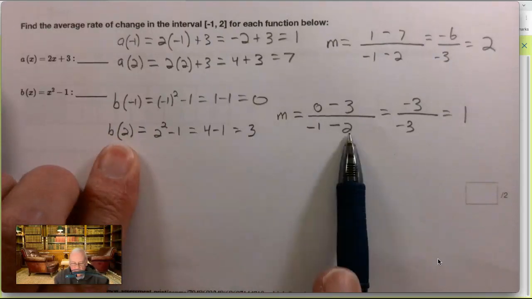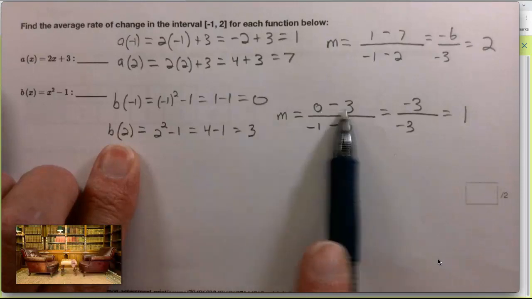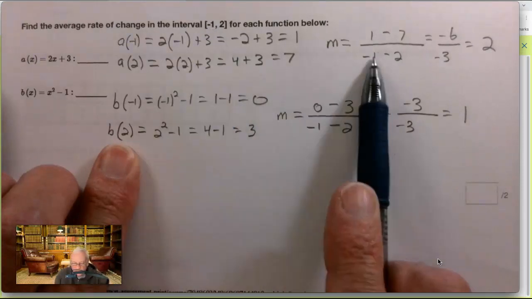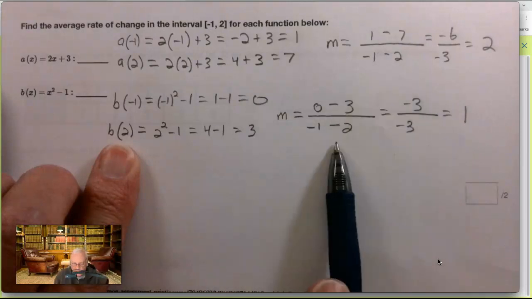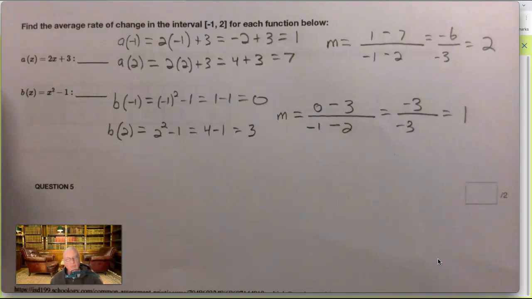The x on the bottom, the y on the top. This part goes on top. The interval is on the bottom, you see, for both. All right, I got -3 over -3. The answer was 1. I'm going to have to hustle here, guys, a little bit.